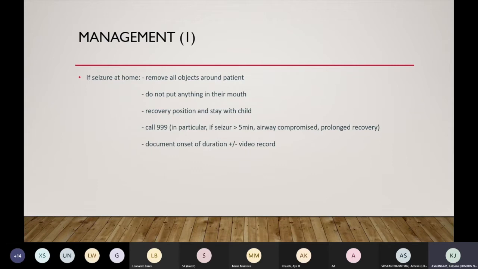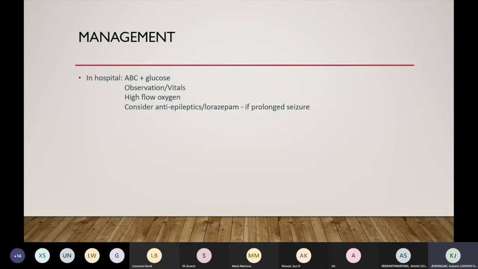But usually tell them not to put anything in their mouth, put them in the recovery position and stay with the child and call 999, in particular if it's a prolonged seizure or the airway is compromised, but just generally ask them to call 999. And if possible, tell parents to document the duration or sometimes even video record it, because it's such an overwhelming situation that parents just don't remember what happened. So if someone is able to video record it, at least you can see it and it gives you a bit more clear view of what has happened.